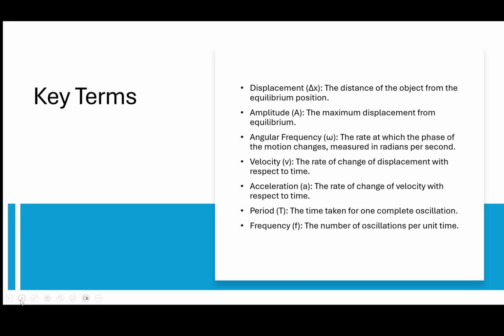So here are some key terms that we need to define and we need to stick with. These are terms that we're going to be hearing for the entirety of module 2, all right? So the displacement, right, is the distance of an object from its equilibrium position, as we stated with the pendulum, right? So it's distance from the equilibrium position. The amplitude is the maximum displacement from equilibrium, right?